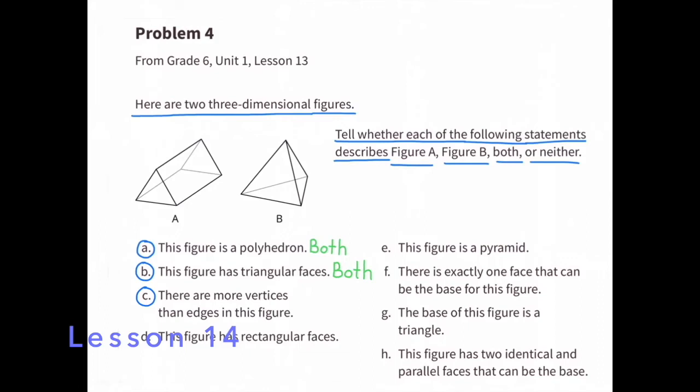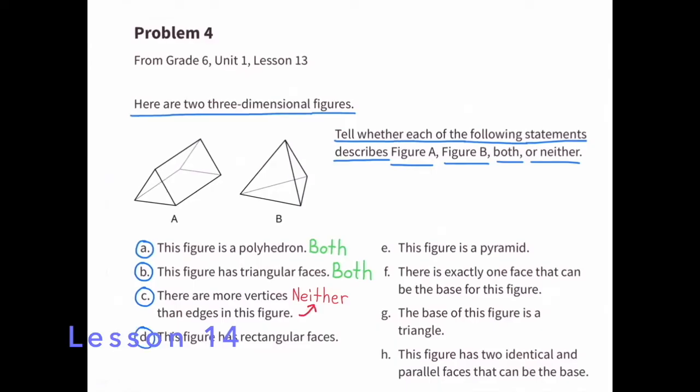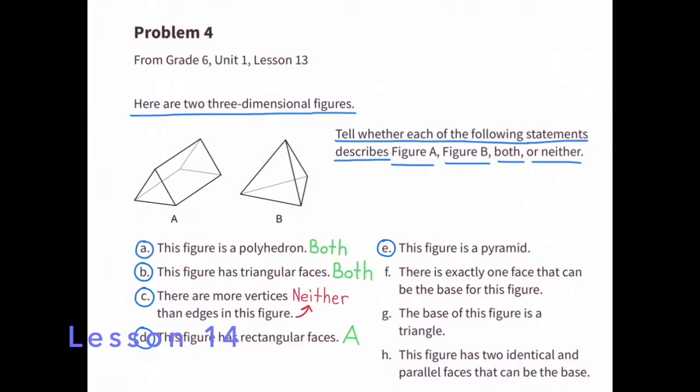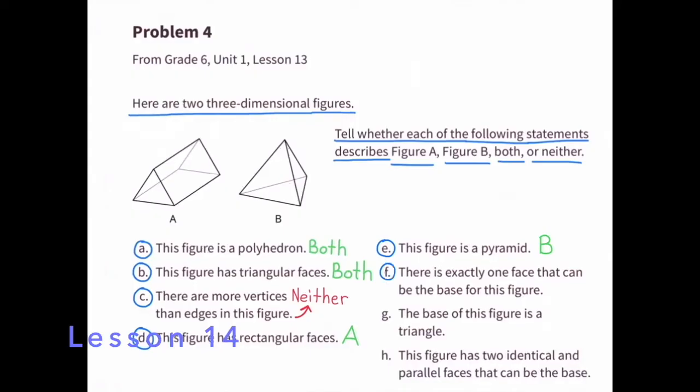C. There are more vertices than edges in this figure. Neither. Neither of these figures have more vertices than they do edges. D. This figure has rectangular faces. Figure A. Figure A has rectangular faces. E. This figure is a pyramid. Figure B. Figure B is a pyramid. F. There is exactly one face that can be the base for this figure.